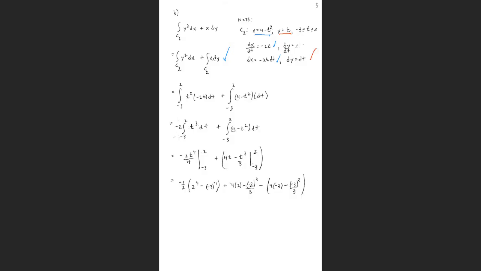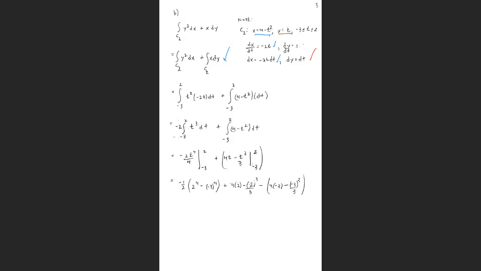Let's go to that one. So for part B, you're adding up the two line integrals, and the C2 curve here, x is 4 minus t squared. So dx dt is -2t. So dx is -2t dt. Similarly, remember, y equals t, so dy is dt.